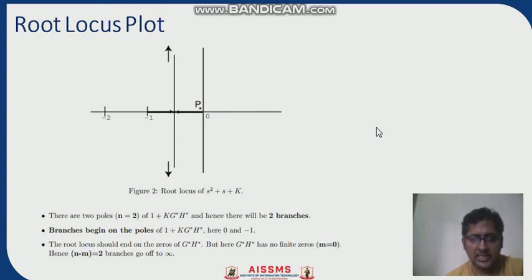So there are two branches; you can look at the arrow marks which are given. The branches begin on the poles, that is, at 0 and minus 1. The root locus should end at the zeros, but there are no finite zeros, m equal to 0. Hence n minus m equals two branches go to infinity. So this is the root locus plot of this particular example.